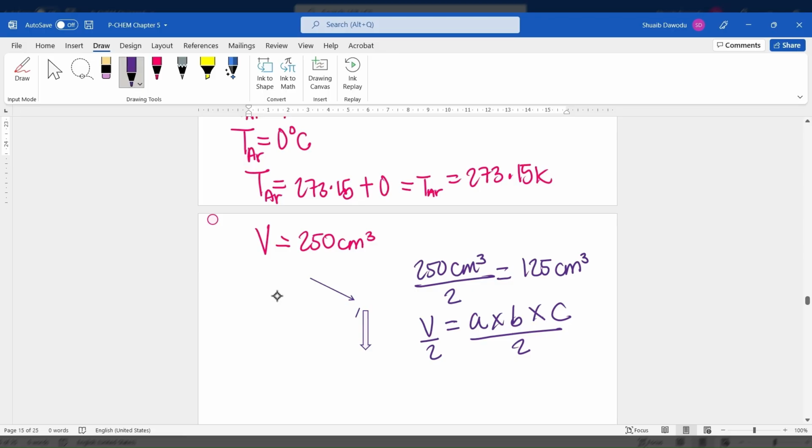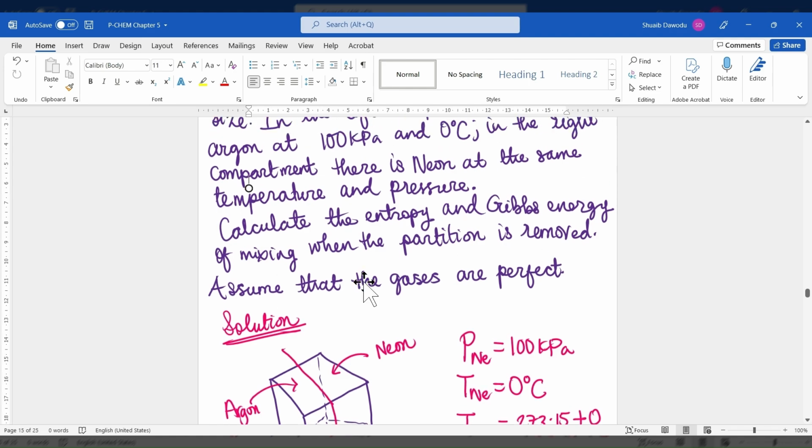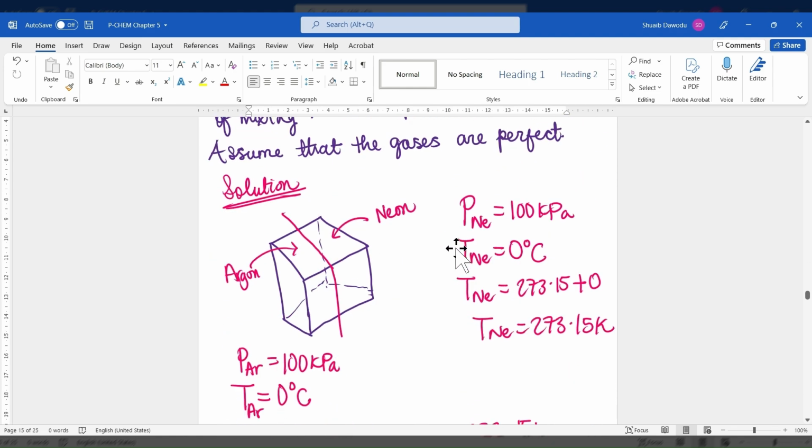The new volume of argon is simply going to be 125 centimeter cube, and the new volume of the right compartment, that is the volume of neon, is also 125 centimeter cube. So we have all the information that we need. We've written it out. They said calculate the entropy and Gibbs energy of mixing when the partition is removed.